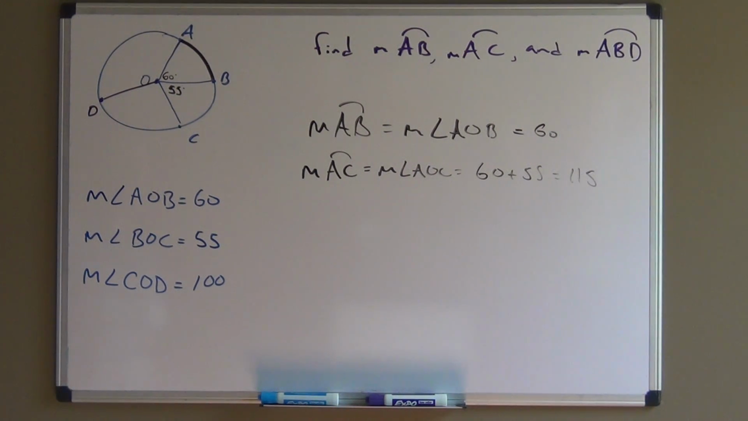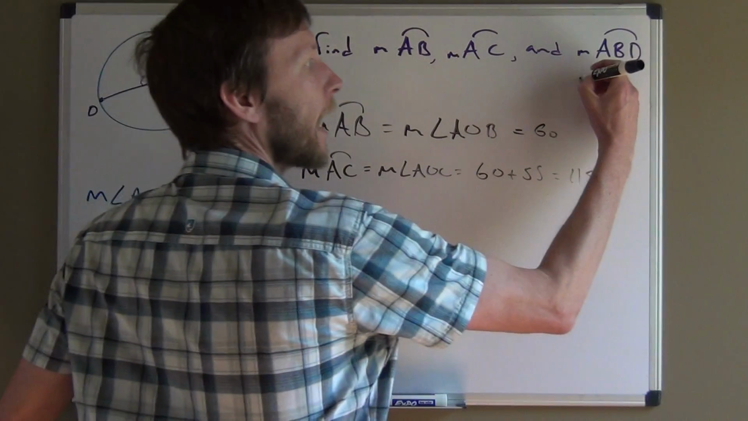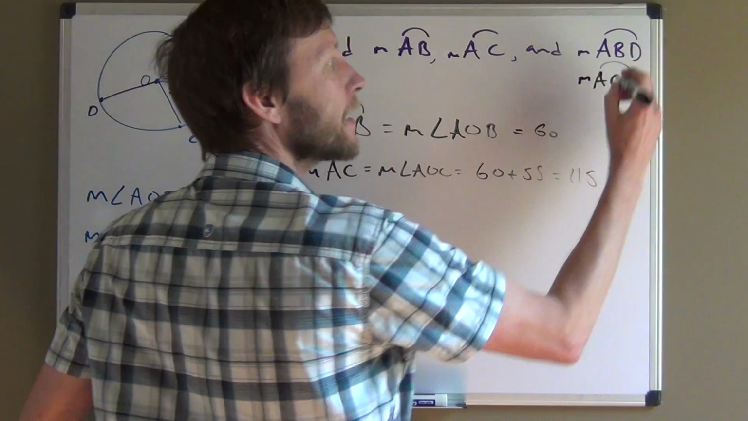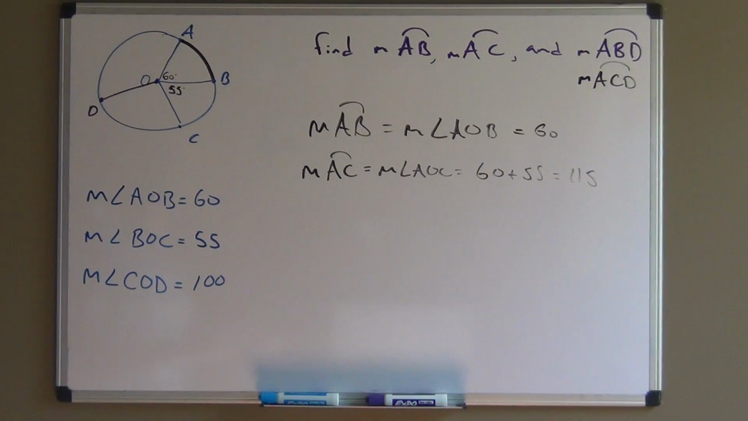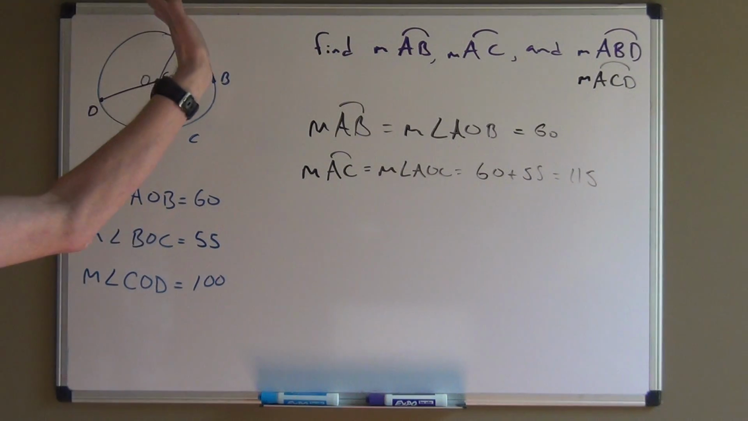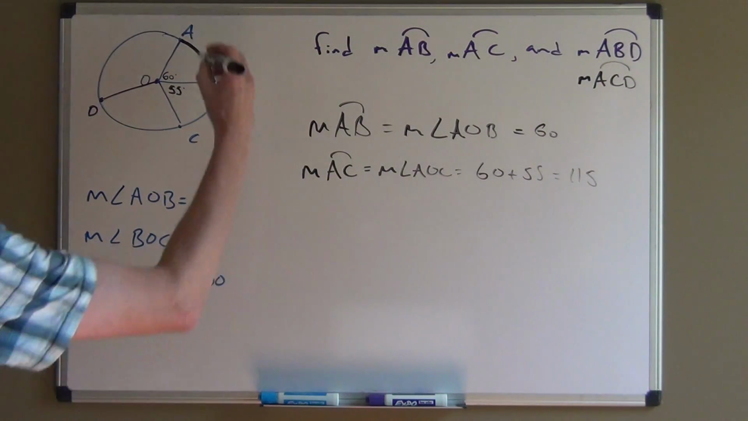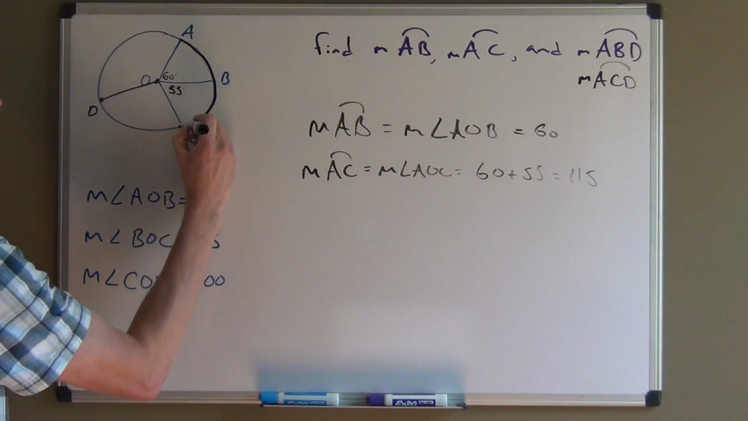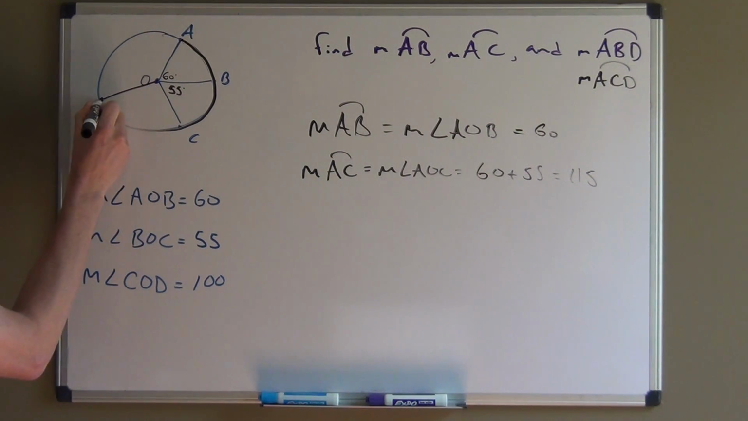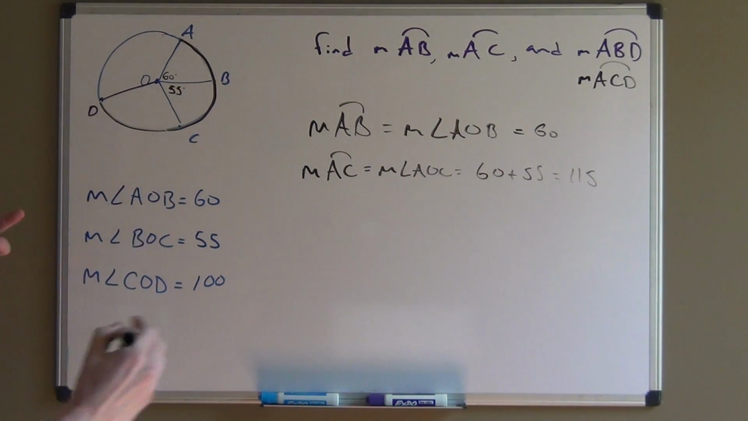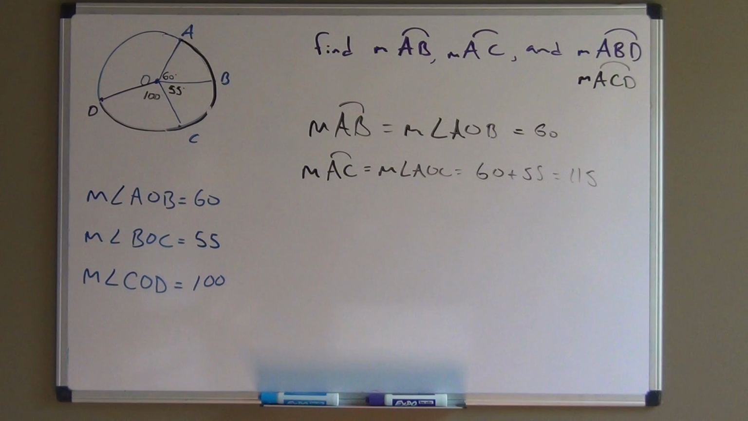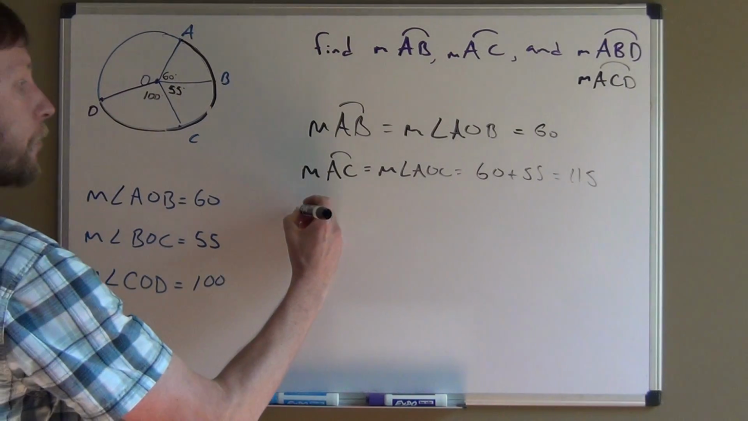Finally, if I want to know the measure of the big arc that goes from A past B all the way over to D, or I could refer to this as the same thing, arc ACD. These are the same two arcs, different names for the same exact thing. It goes from A past C all the way over to D. This whole arc right here, all right, has a measure that is equal to the sum of these parts. And this is going to be bigger than 180 degrees. It's bigger than a semicircle. And so we need to make sure that we add up all of those pieces.